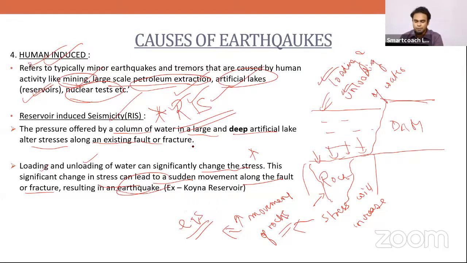For a live example, in the year 1967, at the Koyna Dam or Koyna Reservoir, which is in Maharashtra, human induced or RIS took place. That is, reservoir induced seismicity took place, and in that incident, around 177 human lives were lost.